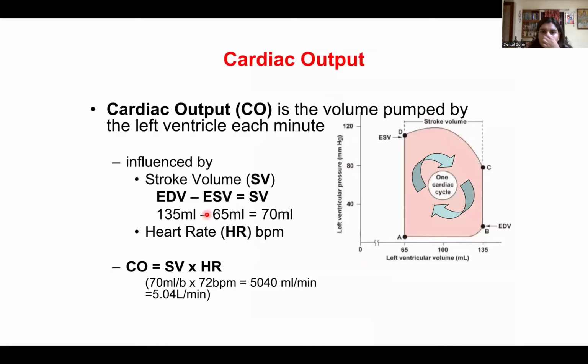So cardiac output is the volume that is pumped by the left ventricle in each minute. Okay, it is known as the cardiac output, how much the heart can pump for the systemic circulation. It is influenced by the stroke volume and the heart rate. So the cardiac output is directly related to the heart rate and the stroke volume.